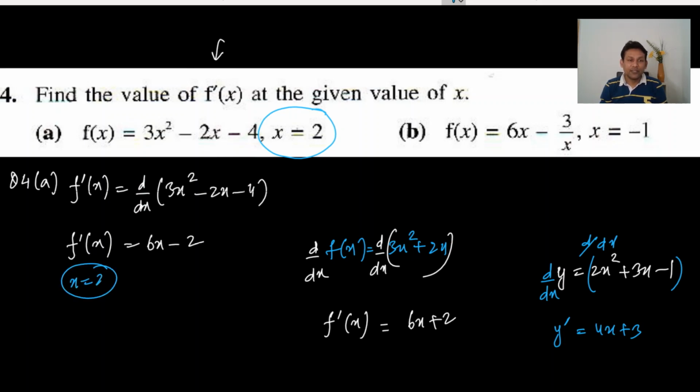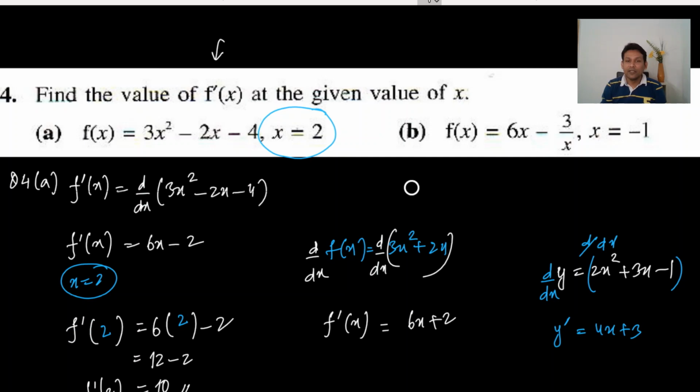So the result will become f dash of 2. I'm writing 2 inside the bracket, and then I also substitute 2 on the right hand side where we have x. Now it's simple: 6 times 2 is 12, minus 2, and the answer is coming 10. So this is the way we have done it: f dash of 2 is 10. It's very simple.